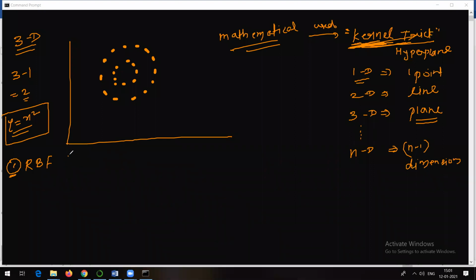RBF stands for radial basis function. This is the mathematics involved behind support vector machine. Now, what is this radial basis function? This is the default method used by support vector machine, and it is present in the scikit-learn package. We already talked about scikit-learn when we discussed the linear regression model. While implementing linear regression in Python, we talked about scikit-learn. I told you that almost all machine learning algorithms are available in scikit-learn. One of them is support vector machine also.